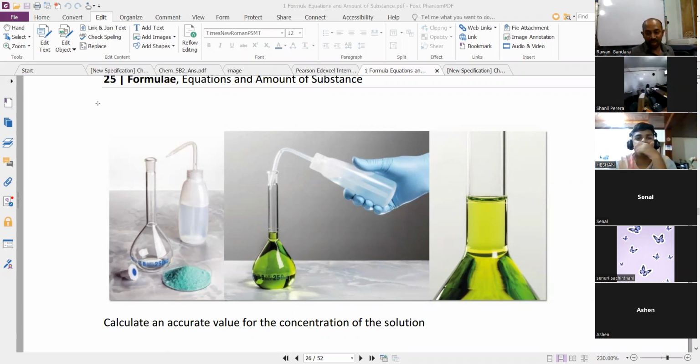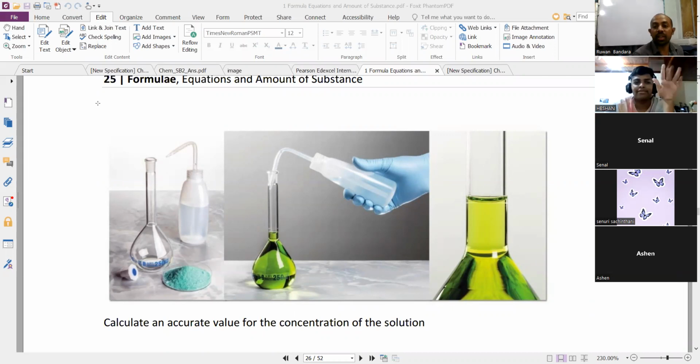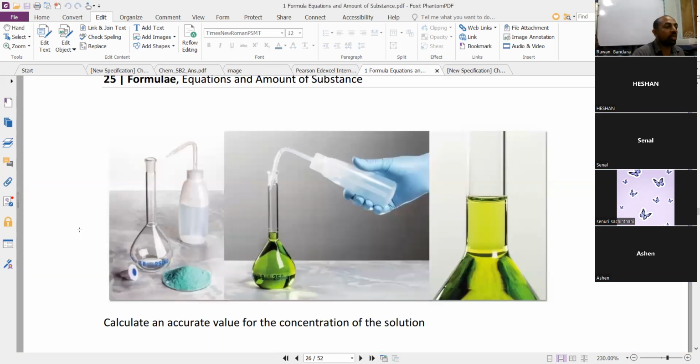Okay, I hope you have enjoyed the practical. This is a very important practical. I didn't do the weighing part, but all the steps are there.